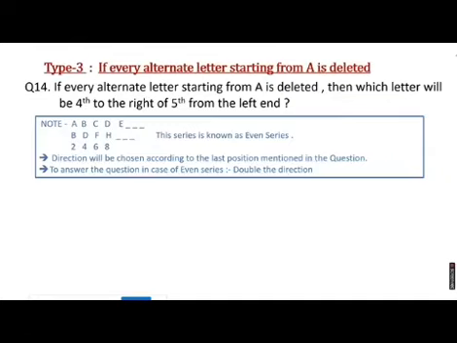After that, we are going to discuss type 3.